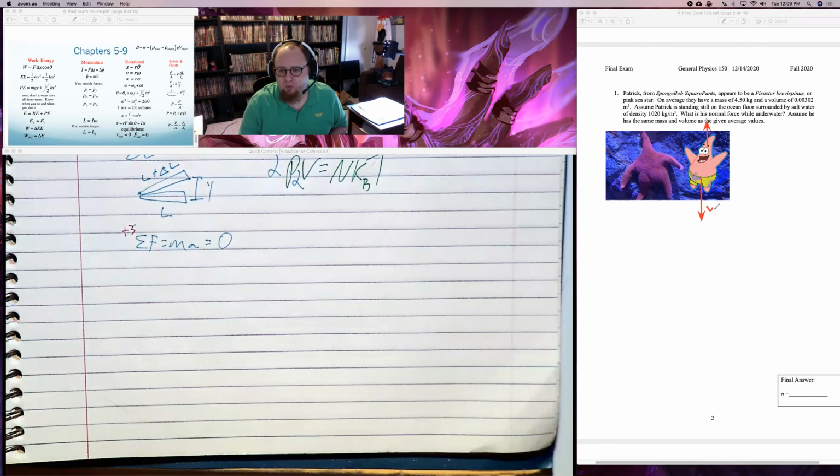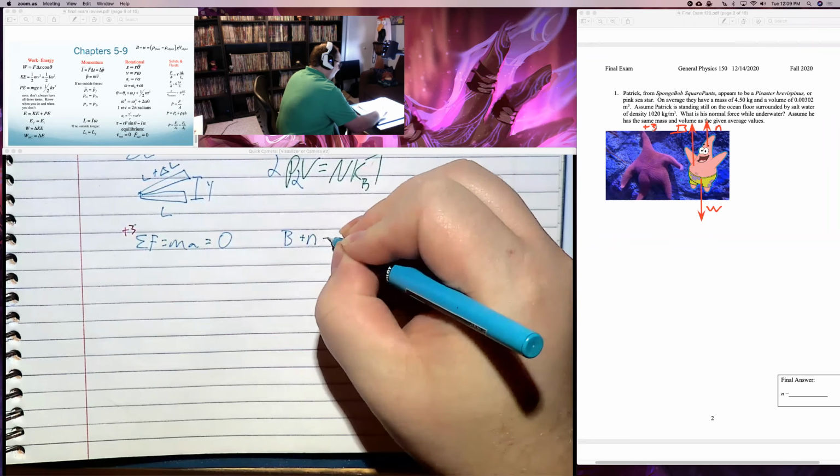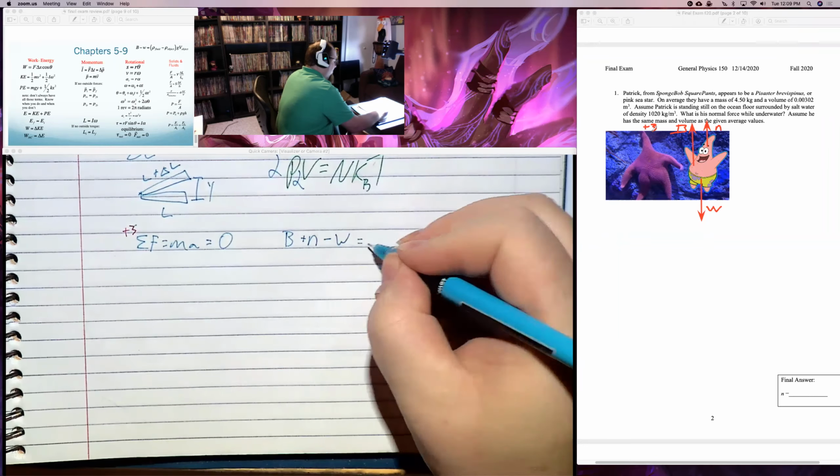Instead of writing mg, I'm going to put weight. I'll come back to that in a second. We have normal force. But he's underwater. If he's underwater, he will feel a buoyant force. A buoyant force upwards. Buoyant, that's a B. That's 3 points here, 1 for each arrow. And so what I can say is that up minus down, my force equation would be the buoyant force plus the normal minus the weight. And since this is F equals ma, that equals 0.